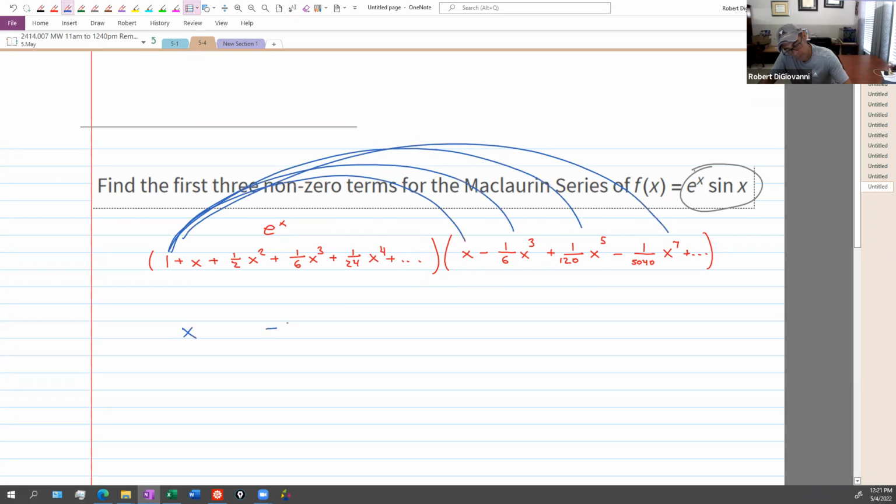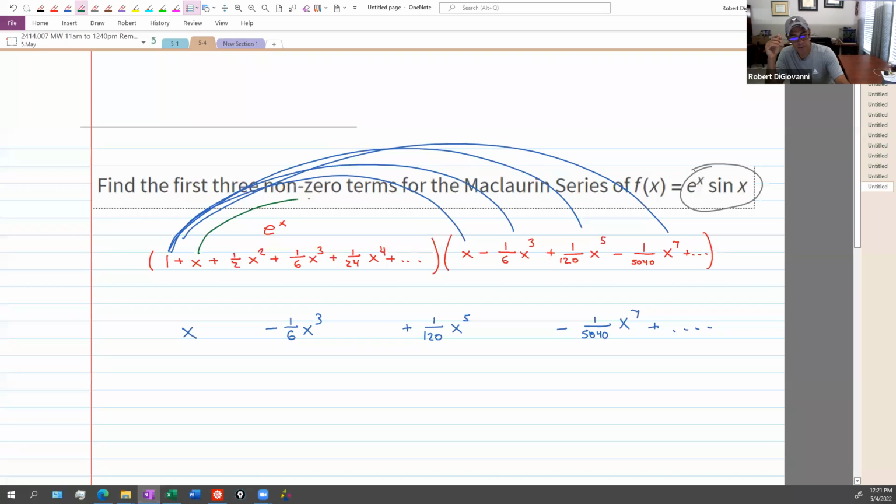Watch the way I write this. I'm going to leave a gap in the middle. I left a gap in the middle because on my next multiplication, I might get an x squared and I need somewhere to put it. So I'm leaving a gap between x and x cubed. Do my next multiplication, I have a plus 1 over 120 x to the 5th. And then I have a minus 1 over 5,040 x to the 7th. Are y'all good with that? I can't go forever. I've got to stop somewhere. So I'm going to just stop there.